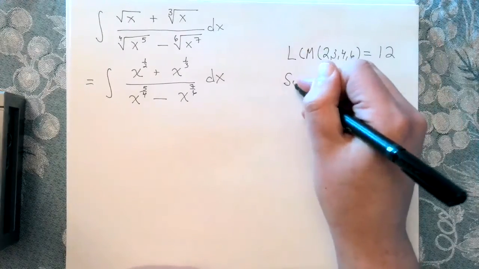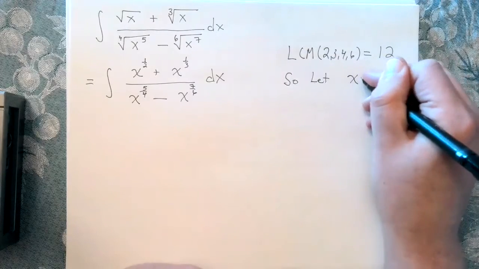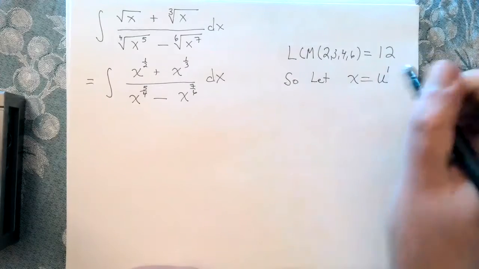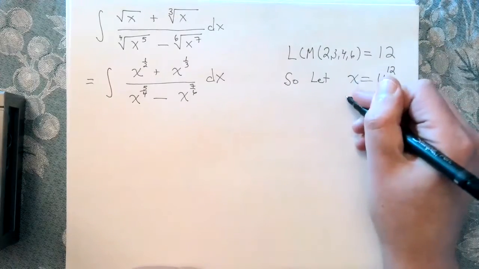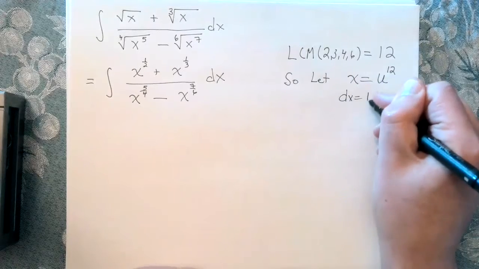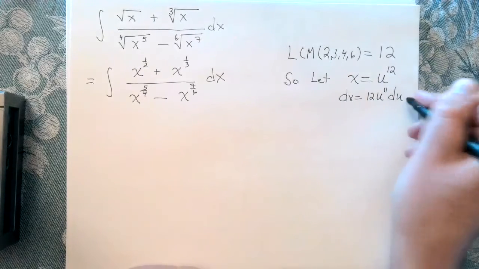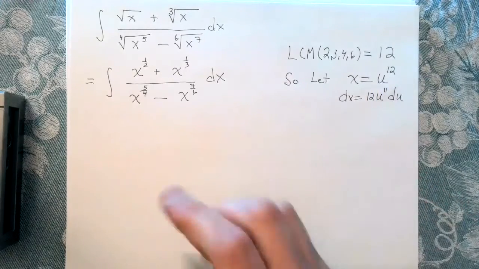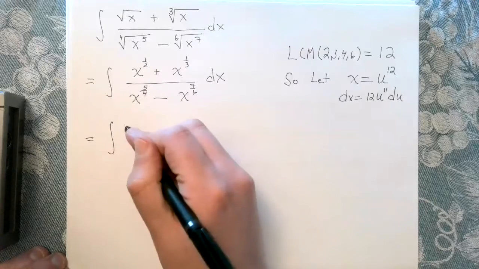So let's let x equal u to the 12th. That, in a sense, is going to tame these fractional powers. And so dx is going to be 12u to the 11th du. Okay, so let's plug that in. We're going to do a bunch of algebra, tidy this thing up. Let's see what we get.